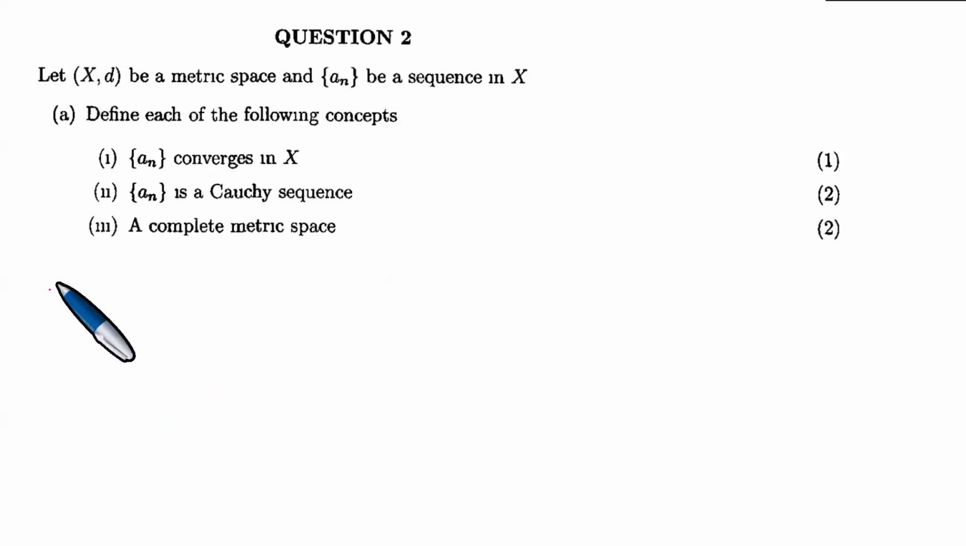So we start as follows. First we want to define each of the following concepts. Let X be a metric space in question 2 and AN be a sequence in X. Define each of the following concepts. If you say the sequence AN converges in X, define it.